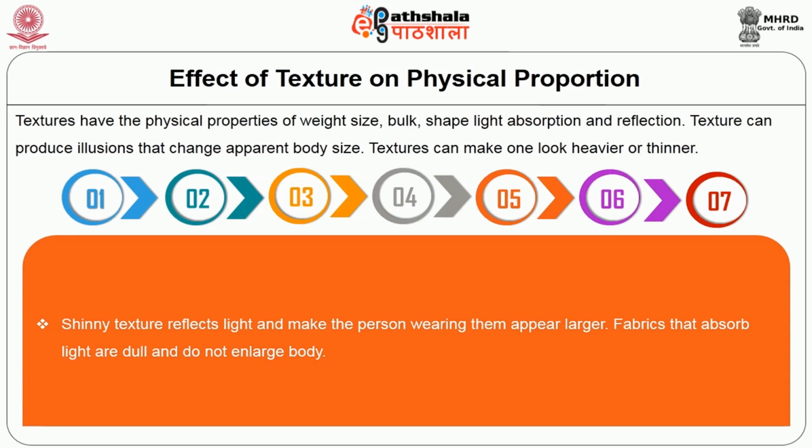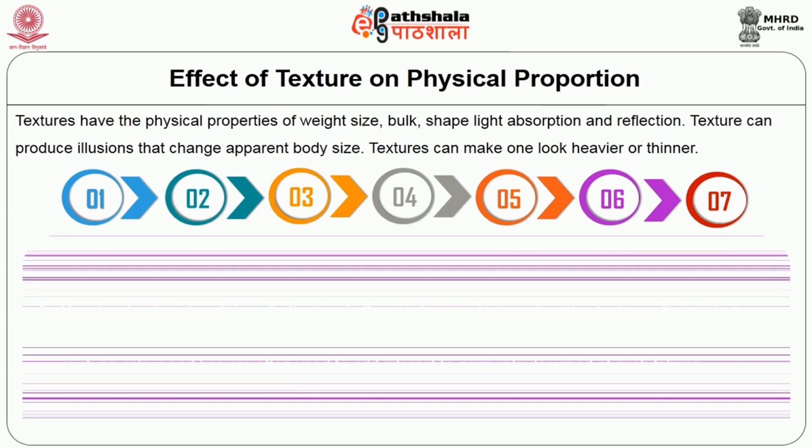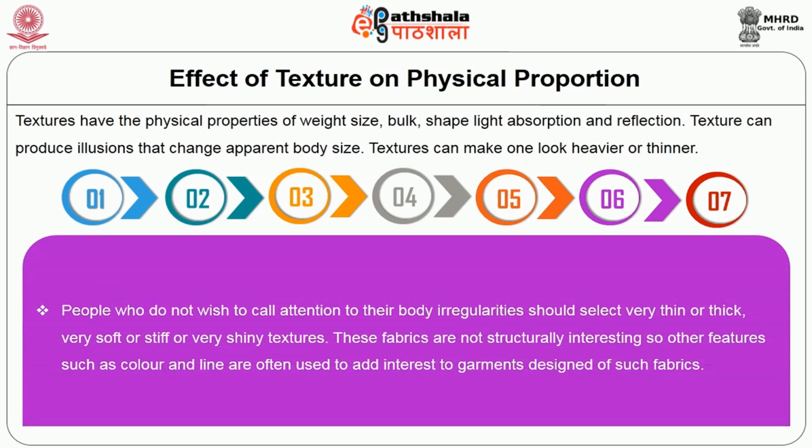Shiny texture reflects light and makes the person wearing it appear larger. Fabrics that absorb light are dull and do not enlarge the body. People who do not wish to call attention to their body irregularities should select very thin or thick, very soft or stiff, or very shiny textures. These fabrics are not structurally interesting, so other features such as color and line are often used to add interest to garments designed of such fabrics.